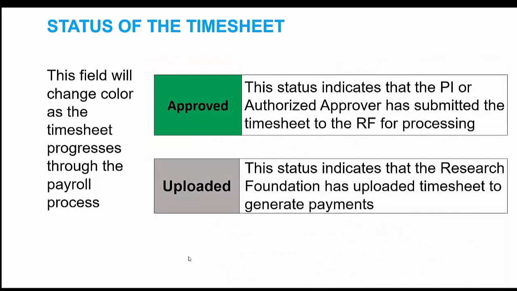The green status is approved. This is letting you know that your timesheet has been reviewed and approved by the PI or authorized approver and submitted to the Research Foundation for processing. The gray status is uploaded. This indicates that the Research Foundation has uploaded a timesheet and is ready to generate a payment.